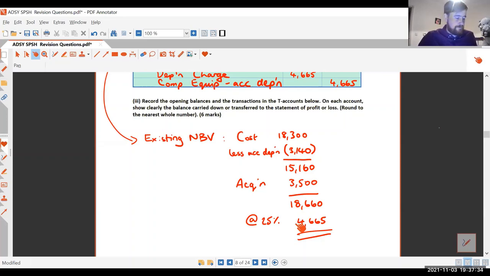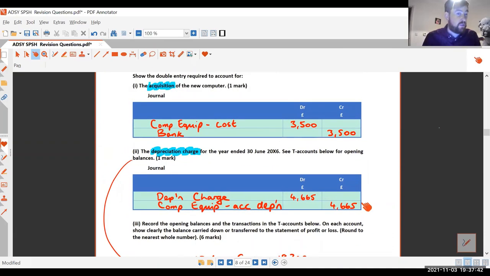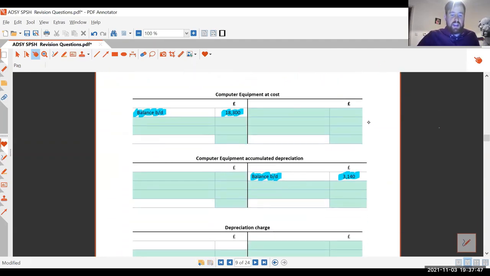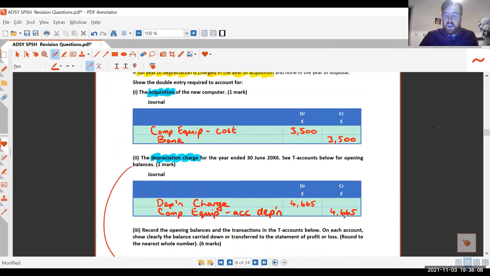Lovely. Okay. So final bit here really is just to get all this stuff transferred across into our ledger accounts. So we're just going to post these journals that we've got here. So the first one I'm going to bring in is that computer equipment at cost. So that was a debit to our computer equipment at cost line. Our description that goes in alongside that is going to be the other side of the double entry. So this is our computer equipment at cost. The other side of this went against the bank.